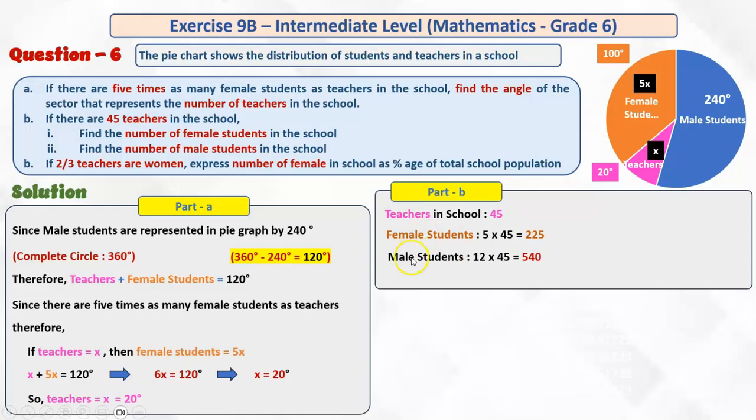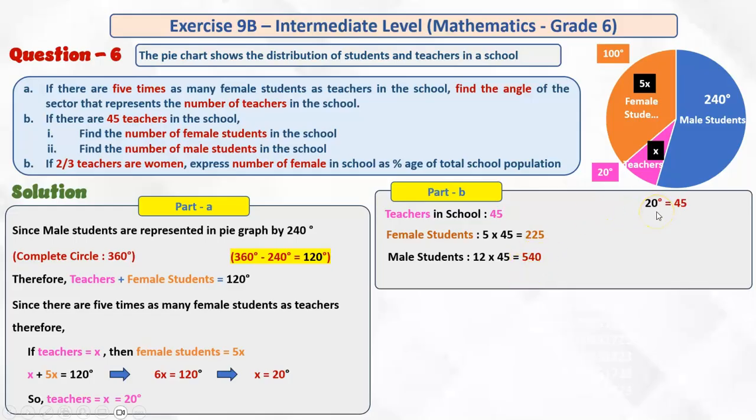And similarly, finding the number of male students, we know that teachers are depicted by 20 degrees and male students are 240 degrees. This means that male students are 12 times the number of teachers in this school, since 20 multiplied by 12 is 240. So if the total teachers are 45 and male students are 12 times 45, it gives an answer of 540. We can also use another way of doing it.